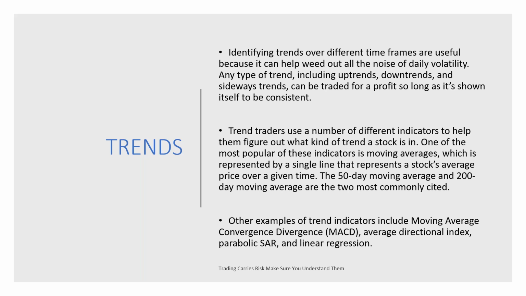Now, the first category or sector we have of these indicators, they're called trend indicators. They identify trends over different time frames and help you clear the noise out of market volatility. Any type of trend, including uptrends, downtrends, and sideways trends, can be traded for profit as long as it's shown itself to be consistent. Trend traders use a number of different indicators to help them figure out what kind of trend an asset is in. One of the most popular of these indicators is moving averages, which is represented by a single line that represents a stock or asset's average over a given period of time.